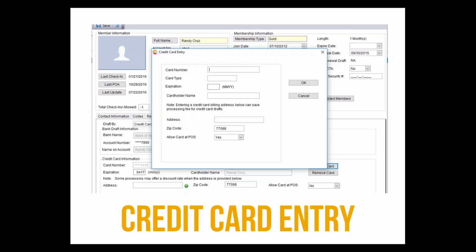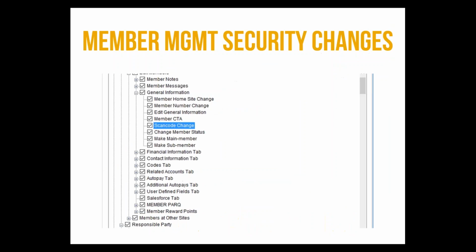Along with that change, we also updated the flow on how to add and edit credit cards in the system. Now when you go in to add or edit a credit card, you get a separate box that comes up where you put in the pertinent information like card number, card type, expiration, and the new field, cardholder name. That cardholder name is going to be important going forward because it's now going to be a required piece of information for processing credit cards. So those are a couple of things we did with the credit card entry screen.